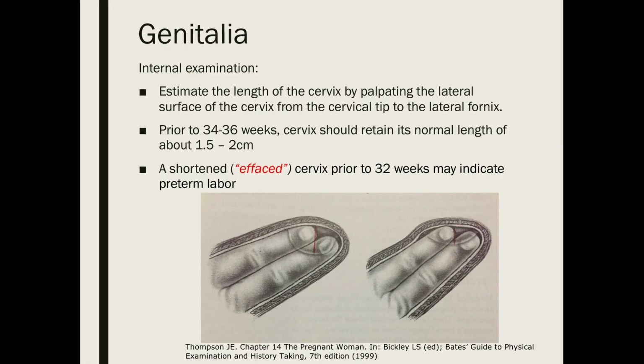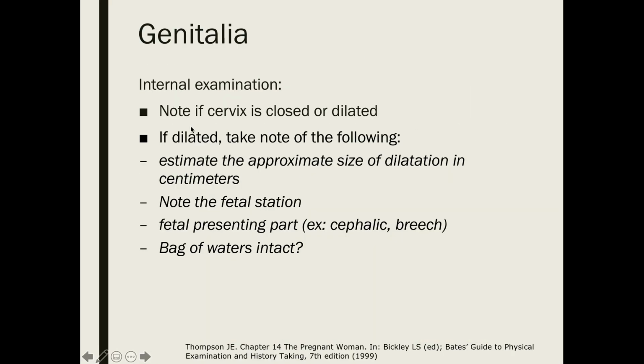Also, we have to do an internal exam. We have to estimate the length of the cervix by palpating the lateral surface of the cervix from the cervical tip to the lateral fornix. This is determining the effacement. Not only the effacement, we also have to determine the dilatation. For the internal exam, note if the cervix is closed or dilated. And if dilated, take note of the following. Estimate the approximate size of dilatation in centimeters. Note the fetal station. Note the fetal presenting part, whether it's cephalic or breech, and whether the bag of waters is intact.